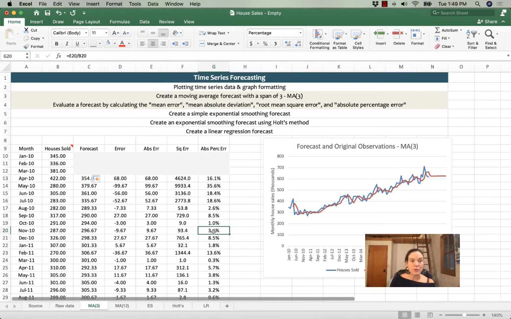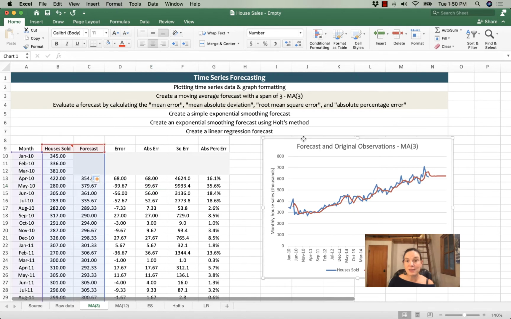Okay. So in April 2010, our first error was 68. We actually underestimated the number of houses sold by 68 units. But in the next month, May 2010, our forecast was 379 compared to an actual number of houses sold of 280. That means that we overestimated. And so we have this negative error. When we take the absolute error, that tells us how far away in thousands our forecast was from the actual value, but it no longer specifies whether or not we were over or we were under. And that's going to be important in the next step.